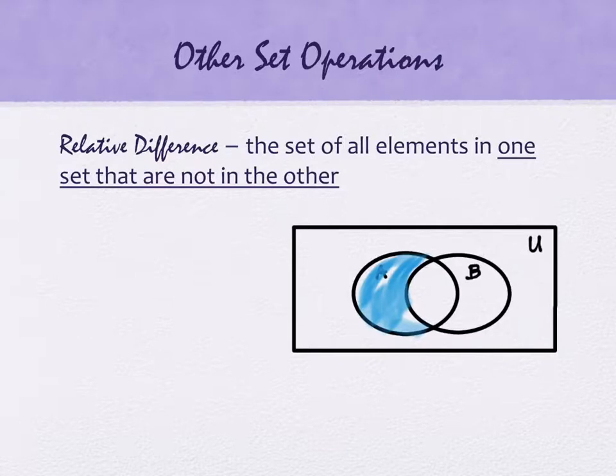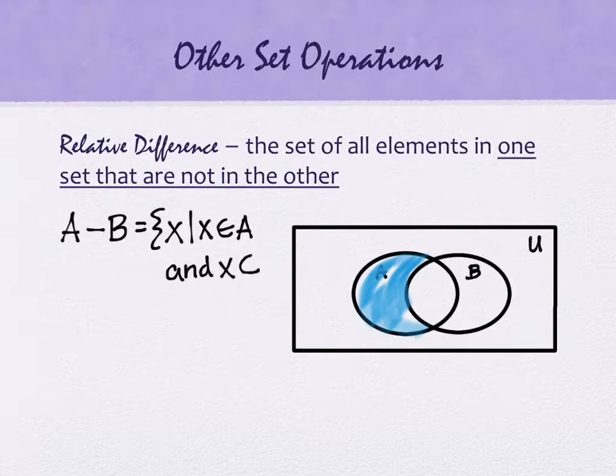And if we were to look at this one and we were to say A minus B, this is the set of all items x such that x is in A and x is not in B. Not in the overlap.